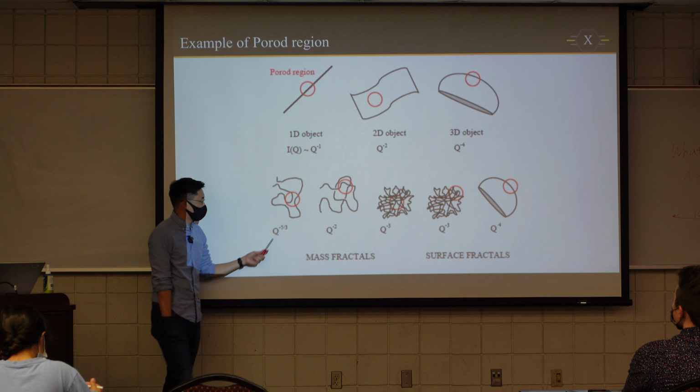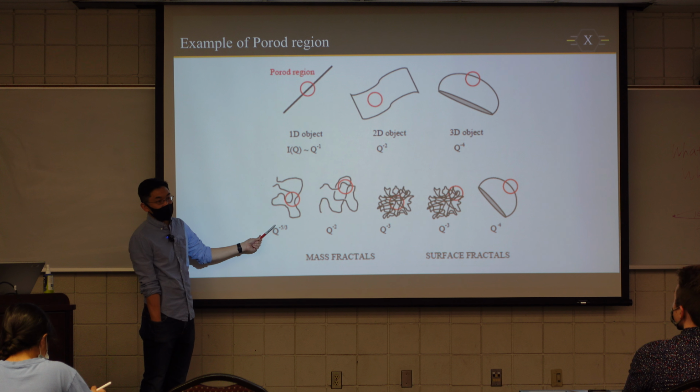So you can look at how intensity scales with Q to understand a bit about the shape of your object. In a lot of cases, if you have a polymer that is porous or just a polymer coil, you can look at the mass fractal, if it's not a solid piece of sample. What the mass fractal basically means is, when you increase size, how much your mass changes with respect to your radius. Okay?